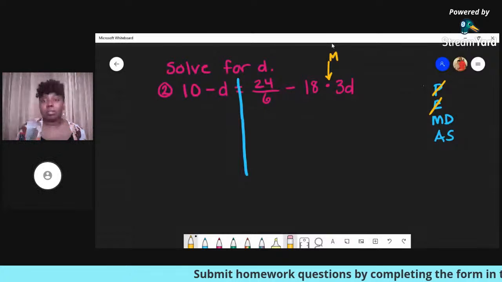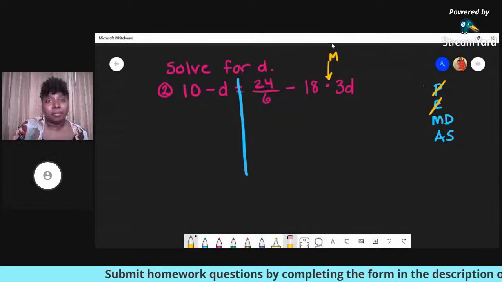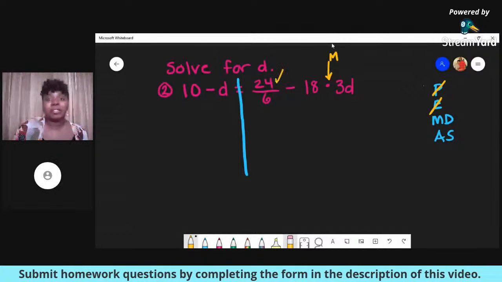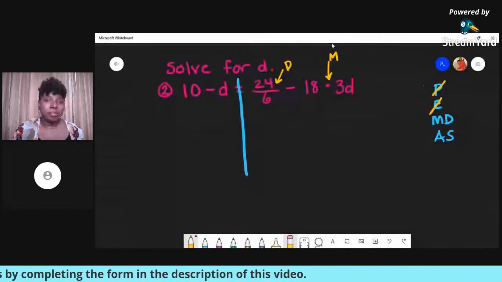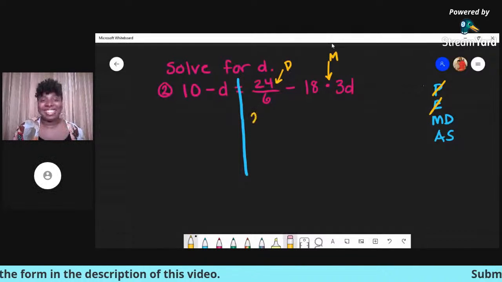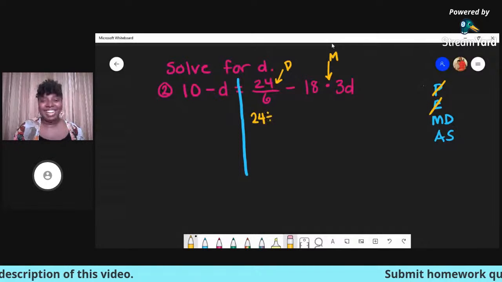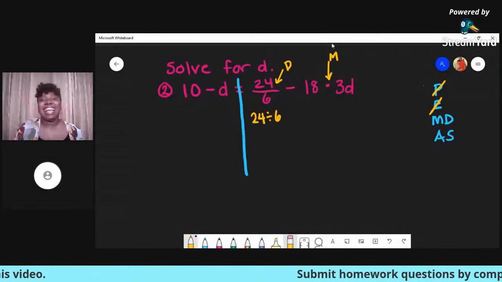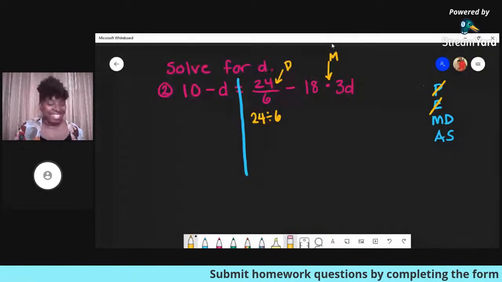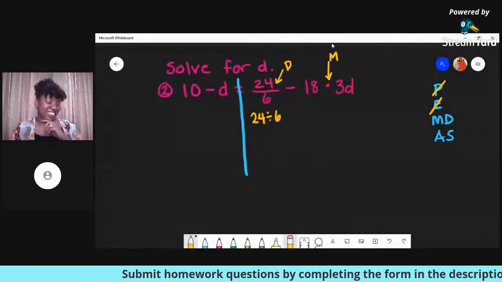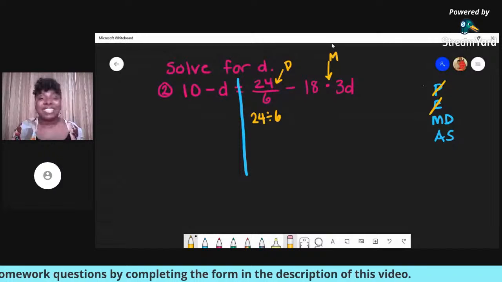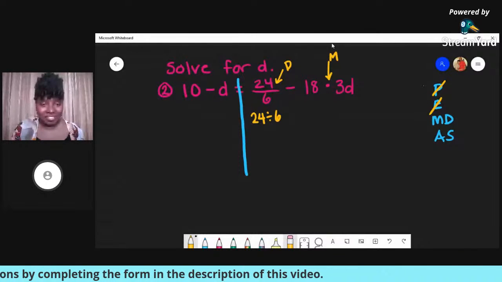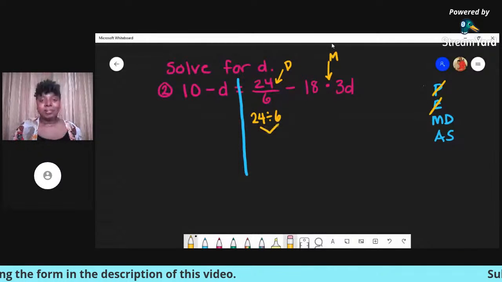I see division. Oh, but the division is first from left to right, so we need to do the division first. Awesome. Look at that, all making sense. Paying attention to things, I love it. So tell me, what do you have? 24 divided by 6 is 4. Good. Now what do we do?